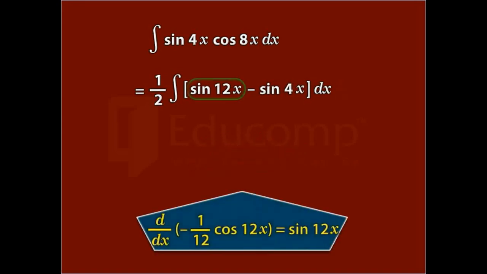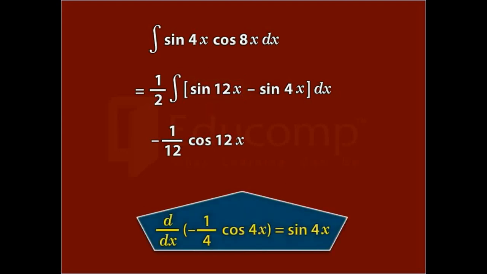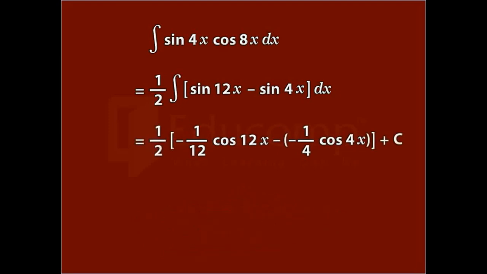The integral of sine of 12x is minus 1 over 12 times cosine of 12x. Similarly, the integral of sine of 4x is minus 1 over 4 times cosine of 4x. So, the required integral is minus 1 over 24 times cosine of 12x plus 1 over 8 times cosine of 4x plus constant c.